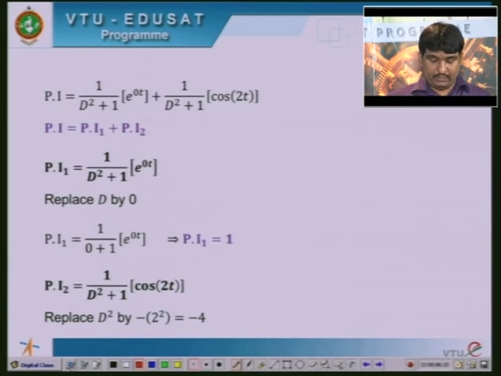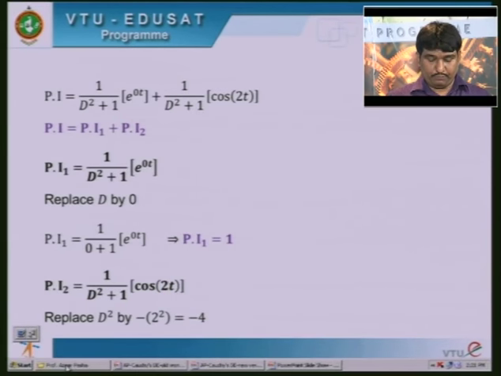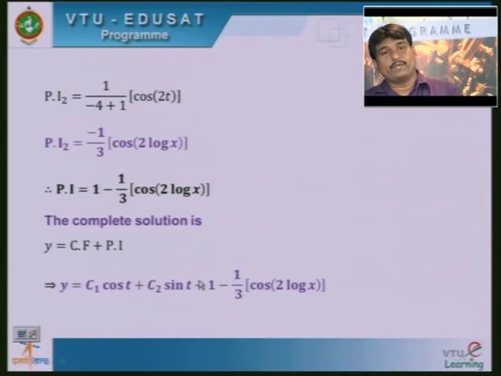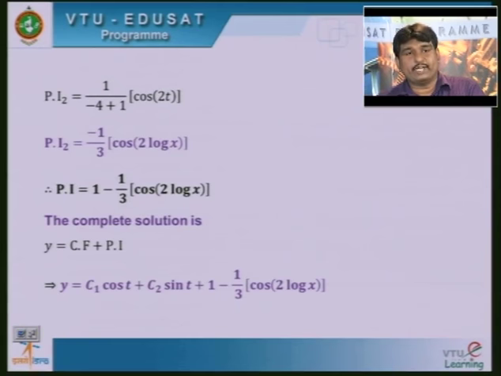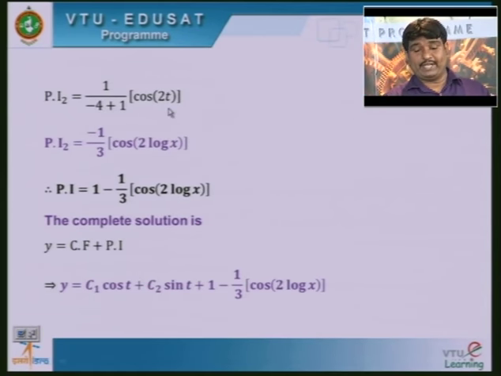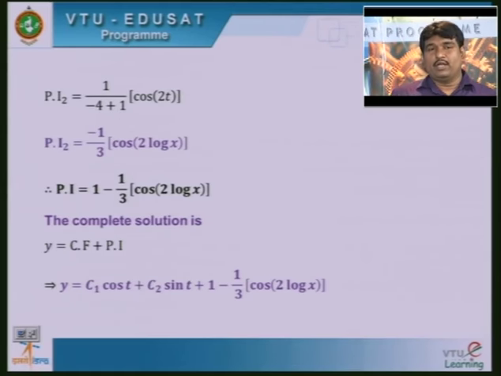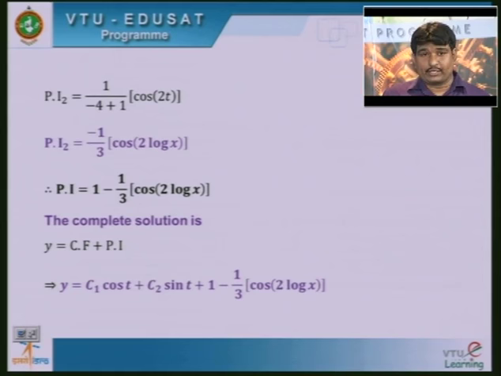Next, with this substitution, Pi2 becomes 1 by minus 4 plus 1 into cos 2t, that is minus 1 by 3 into cos of 2 log x. What I have done? I have replaced t by log x, because according to my substitution, x is e to the power of t and t is log x.